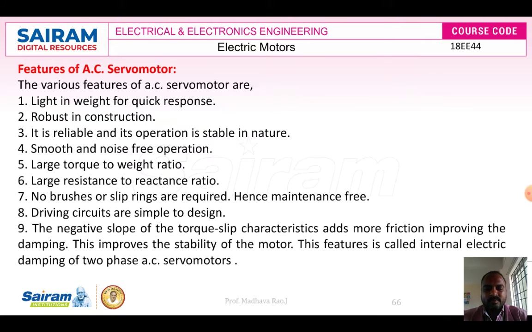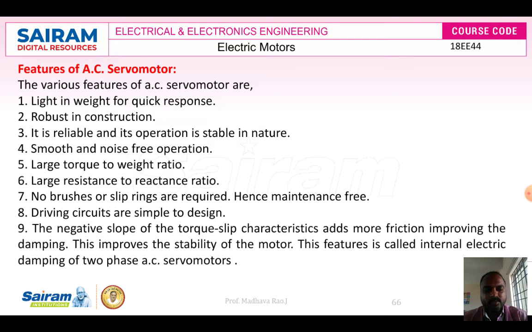The negative slope of the torque slip characteristics adds more friction and improves the damping. This improves the stability of the motor. This feature is called internal electric damping of the servo motor. Right, so these are the servo motor features.